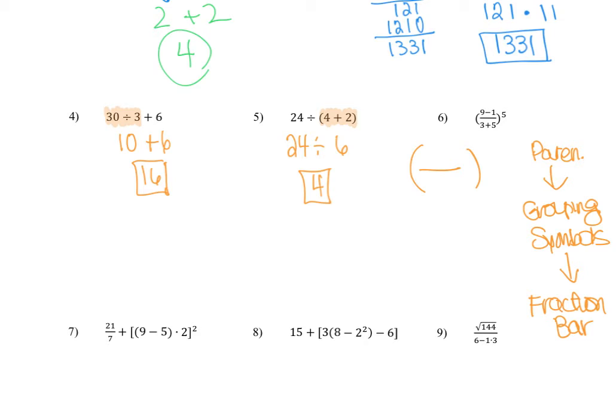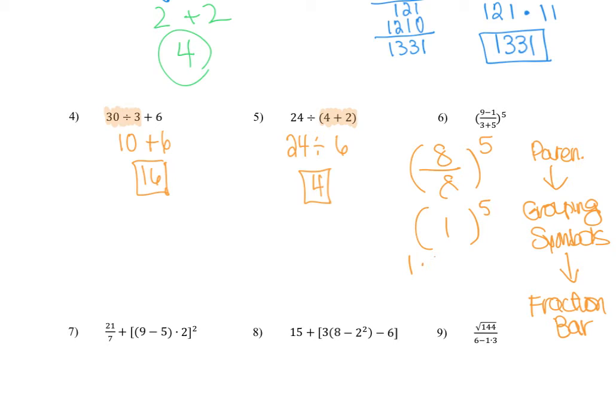I have 9 minus 1. Well, what is 9 minus 1? It's 8. What's on the bottom? Addition. What is the addition? 3 plus 5. What is that? 8. And I have this exponent that has to stay. Okay, can I do that division? What is 8 divided by 8? It's 1.